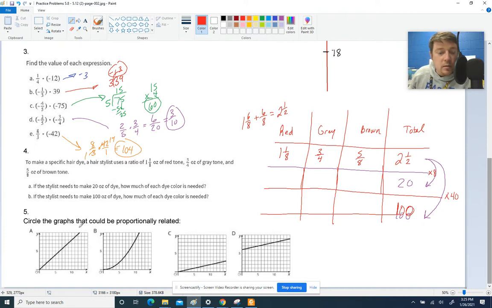And then we just need to circle the graphs that are proportionally related. So no, because it is not a straight line. No, because it does not go through the origin. But the other two are good because they are straight lines that go through the origin.